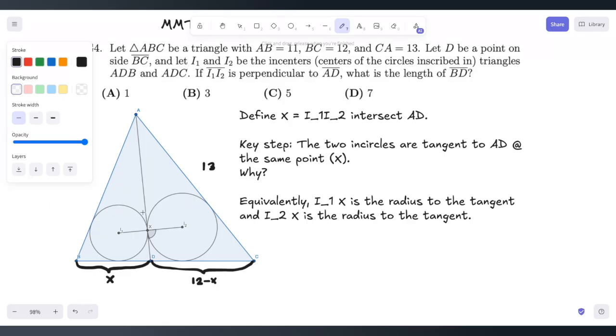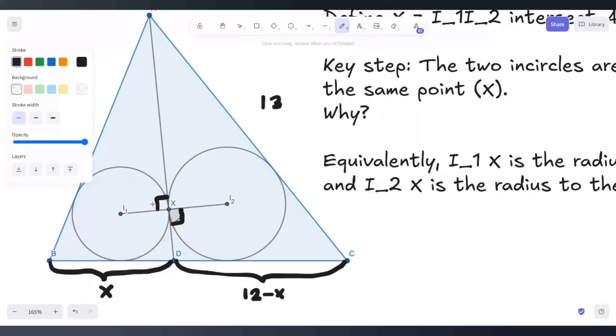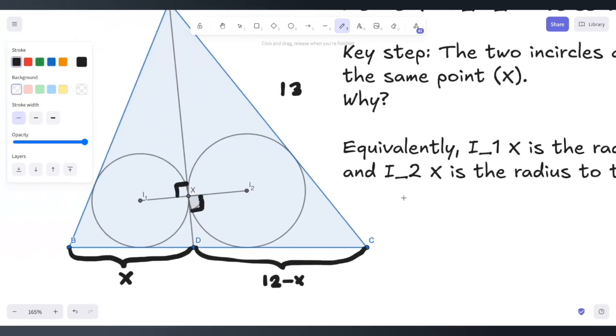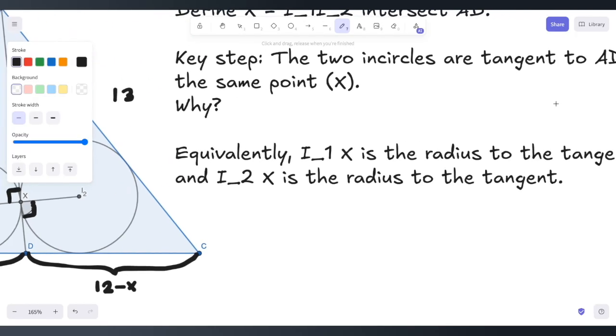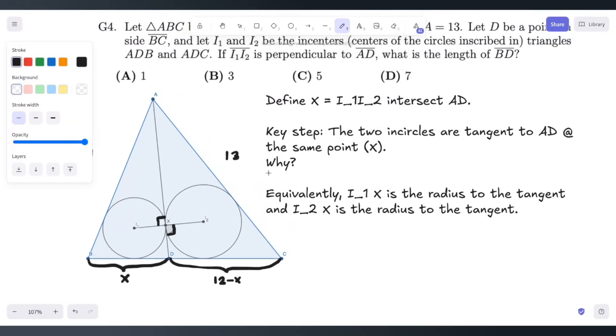So clearly, by the definition of an incircle, AD is going to be tangent to both the circles. And we also know that this angle right here is actually a right angle. So by the corollary that we proved in Theorem 1, we know that this is just going to be true. These are going to be radii to the tangent points. Now we know that this key observation is indeed true, and we can proceed from here.